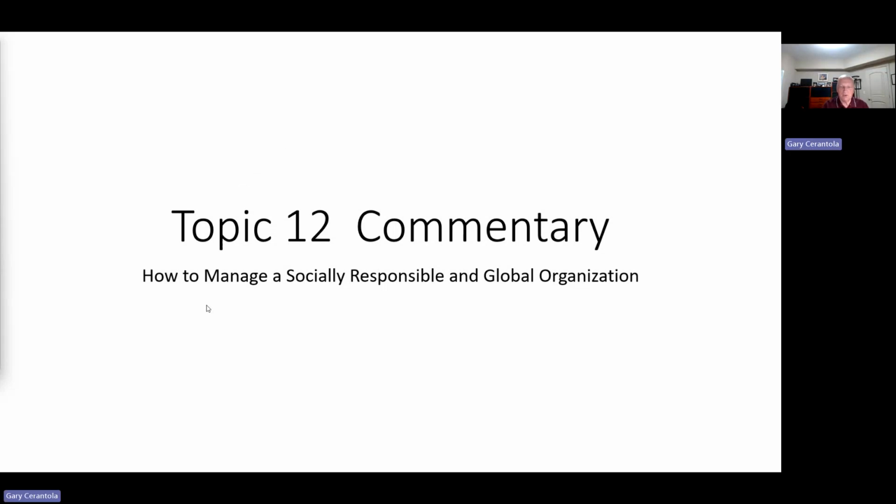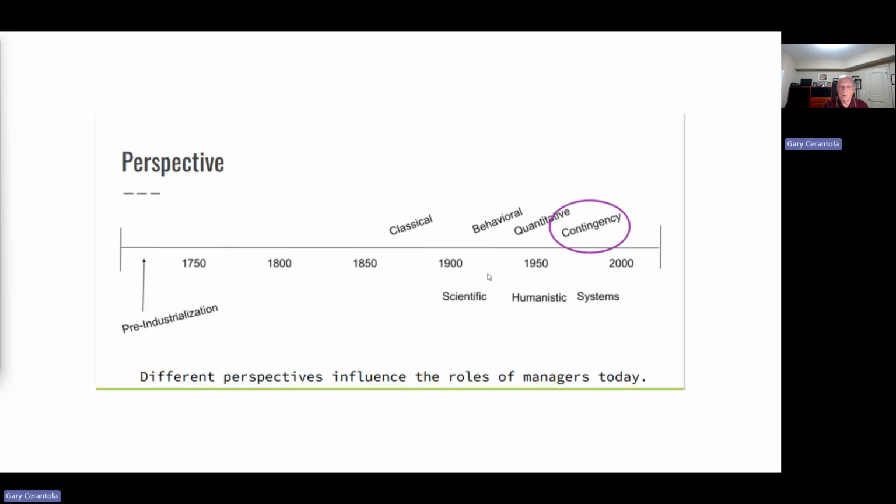Topic 12 is about how to manage socially responsible in global organizations. Where we are on the continuum in terms of management principles is contingency. So really, we're talking about situational management, and that will bring in Hersey and Blanchard and other theorists in that area. So that's where we're going to start.